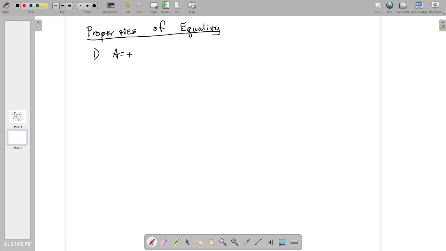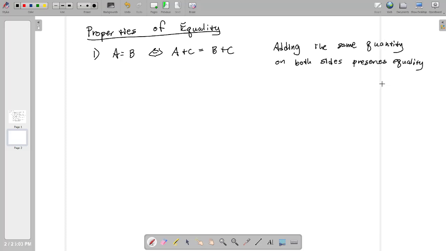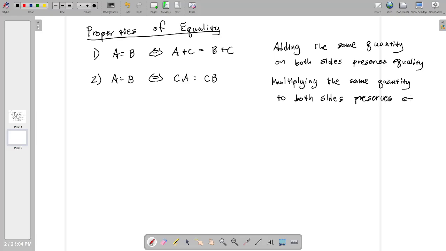A equals B if and only if A plus C equals B plus C. Adding the same quantity on both sides preserves equality. Now that goes for subtraction as well. A equals B if and only if C times A equals C times B. Multiplying the same quantity to both sides preserves equality. Now that goes for division as well, because division is just multiplying by a fraction.